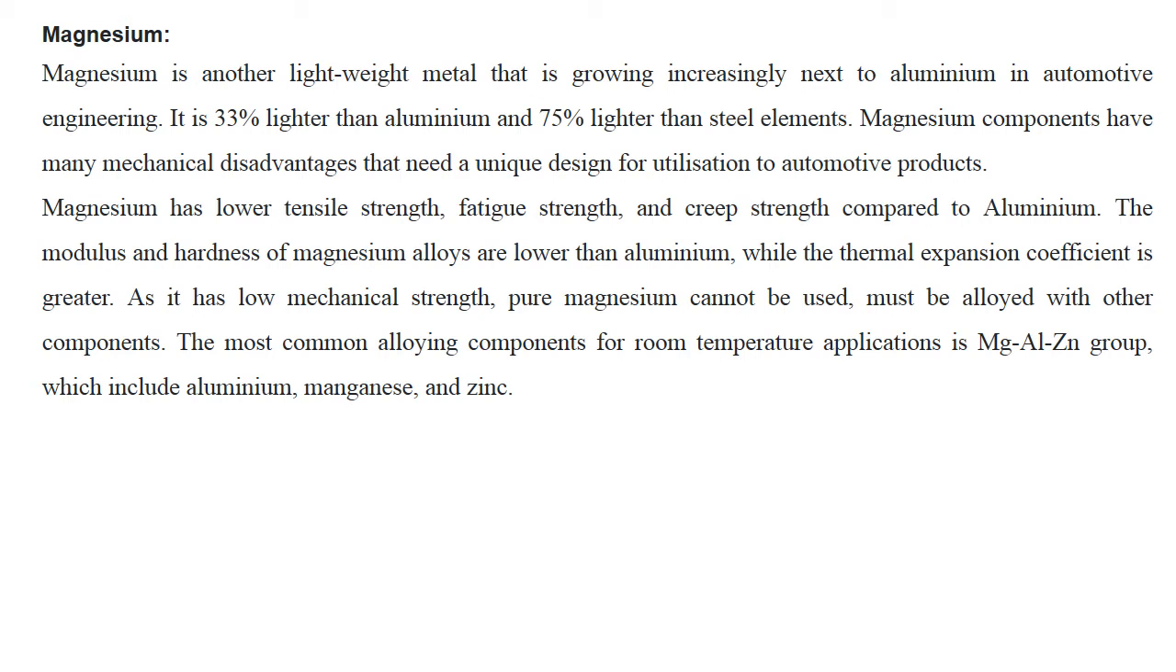The most common alloying components for room temperature application are magnesium, manganese, aluminum, and the zinc. So this manganese, aluminum, zinc group, which includes aluminum, manganese, and zinc, is to be used in the automotive components.